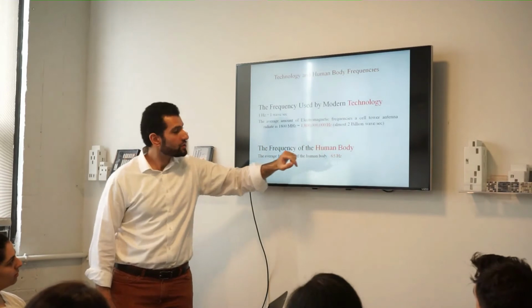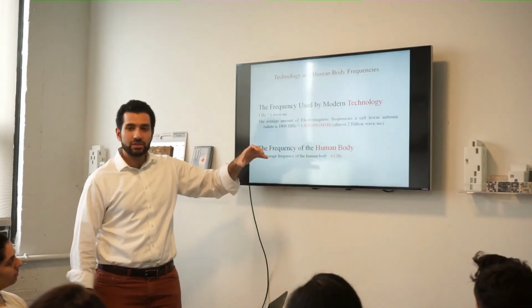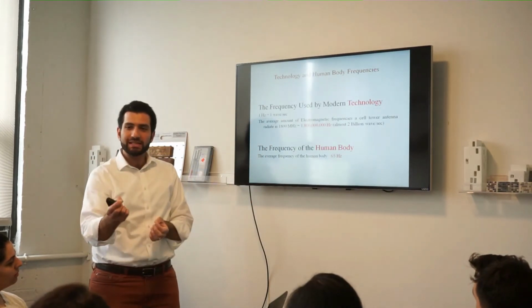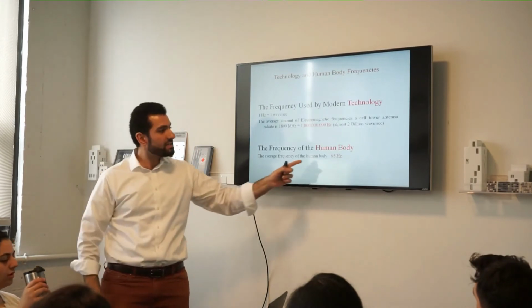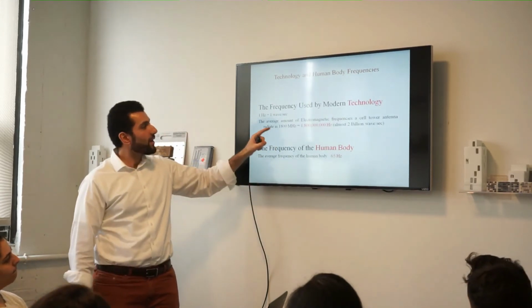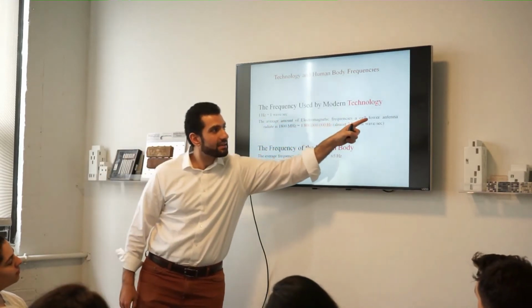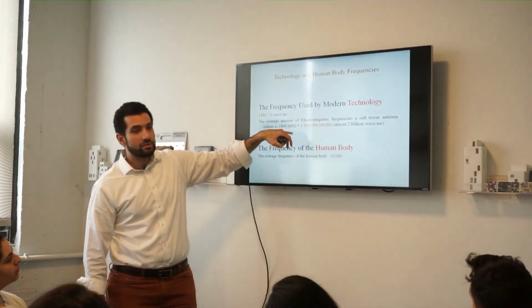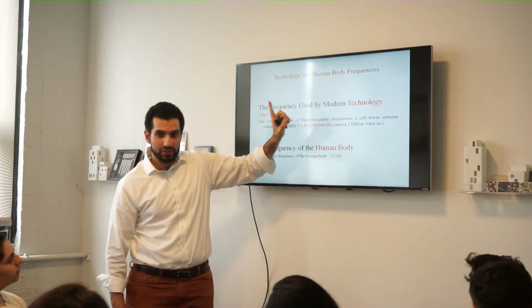Our human body, when it's measured, including all your body from the smallest cells to the full body, is in the range of 65 hertz, which is 65 waves per second. Okay, that's the number. Now, when we look at the average electromagnetic frequency produced by a cell tower antenna, it's 1800 megahertz, which is 1,800,000,000 hertz, waves per second.